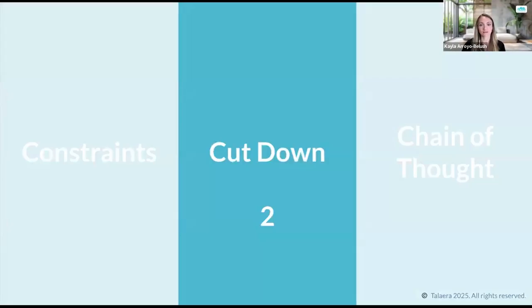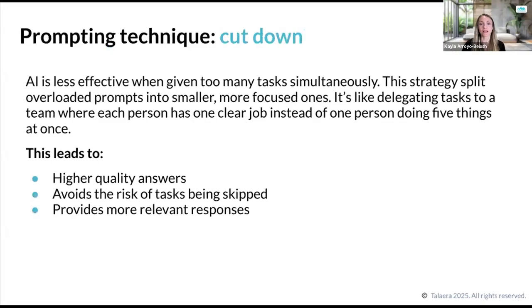And cutting down also will help. So as we mentioned before about giving AI multiple tasks, if you give too many tasks that are different simultaneously, then you can overload the prompt. So you want to make it smaller and more focused, and you're really delegating. It's like delegating tasks in a clearer and more concise way. And that's going to help you receive more relevant responses as well.